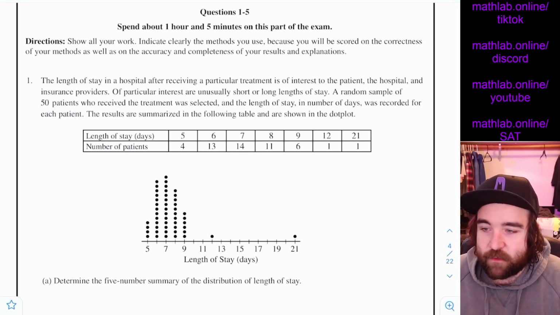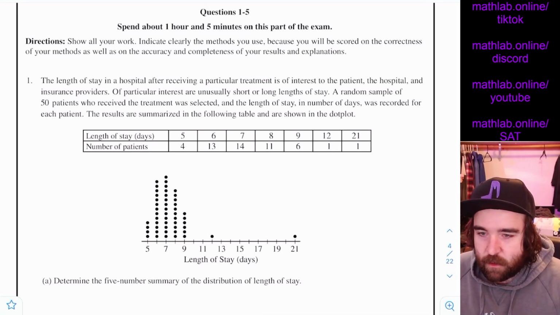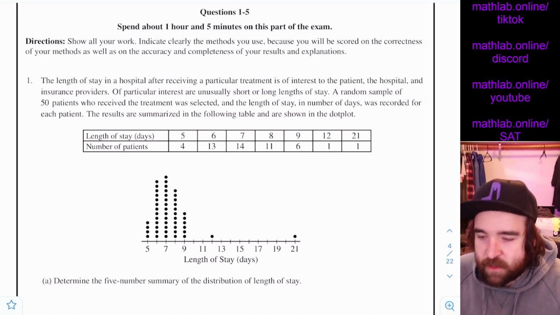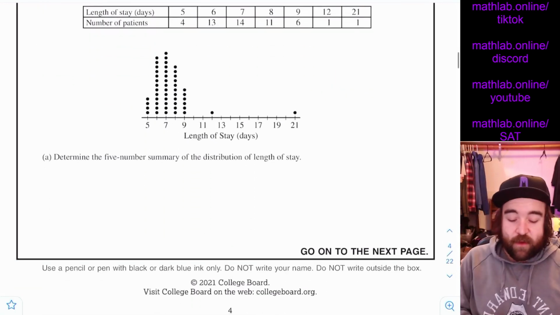A random sample of 50 patients who received the treatment was selected, and the length of stay in number of days was recorded. All right, so we got length of stay and we got number of patients. So let's see, we got the outliers to the right. Oh, so they show it in a table and they show it in a dot plot. Fantastic. Determine the 5 number summary.